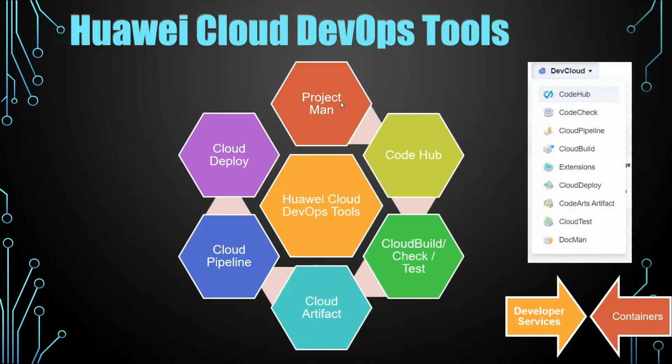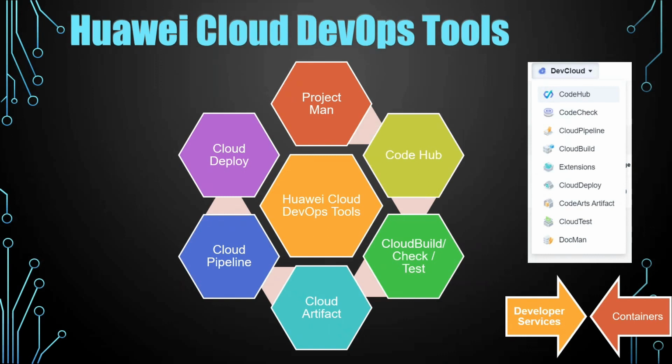The tools could be like, there are some tools I just mentioned in this slide: Project Man, Code Hub, Code Build, Code Check, Code Test, Code Artifact, Code Pipeline, Cloud Deploy. You can see the snapshot over here. And you can use these tools on containers as well, or also on ECS. ECS is nothing but a computing resource on Huawei Cloud.